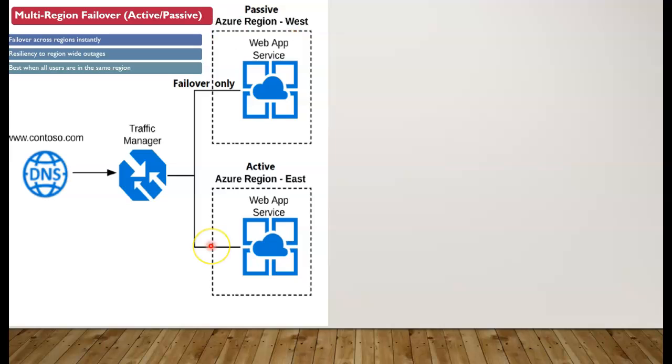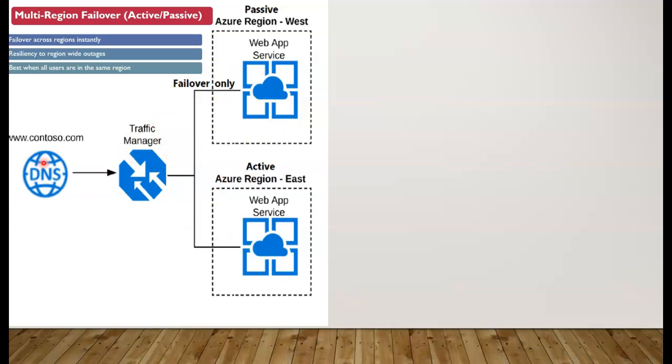And what this active passive setup allows you to do with multi-region deployment is to fail over instantly without any notifications to the customers. That means they don't even know it happened, but they were being served from one region only, that specific region. And that gives you a lot more resilience to outages in specific regions.